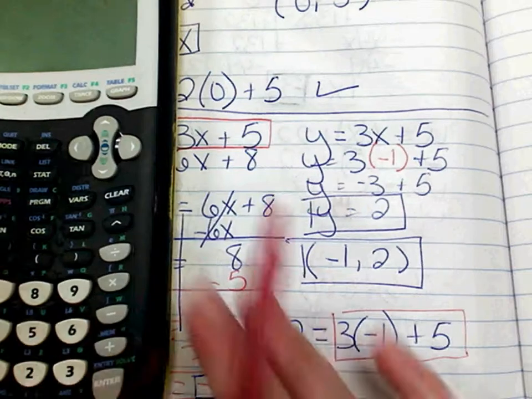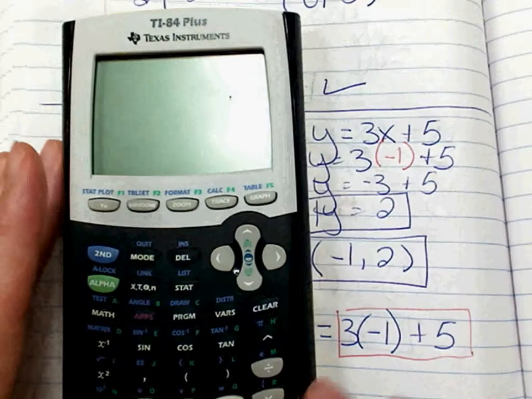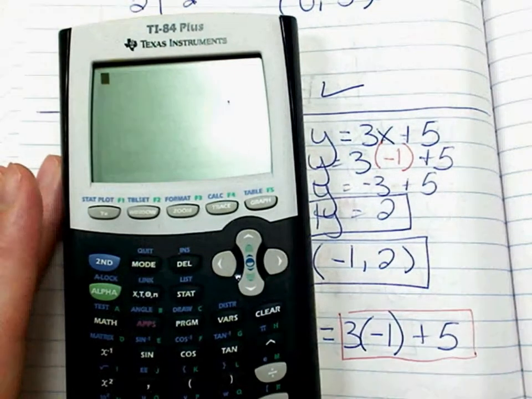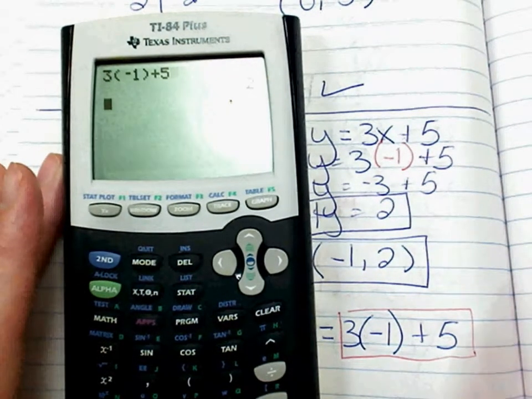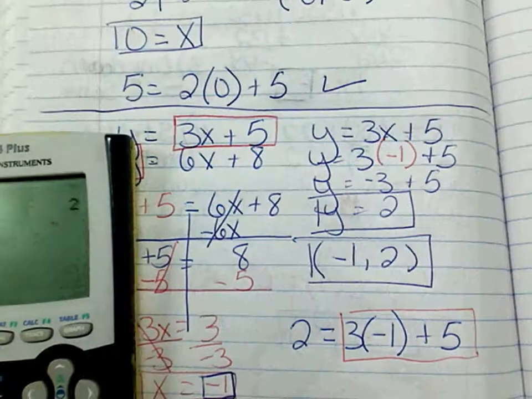Okay, so we're going to put 3 parentheses negative 1 plus 5. And it is equal to 2, which means we solved the system of equations correctly.